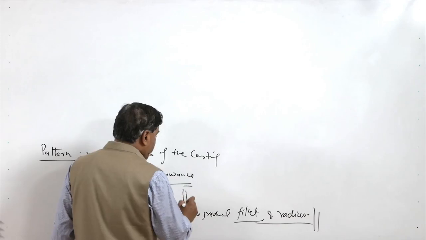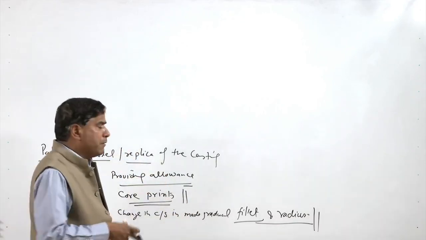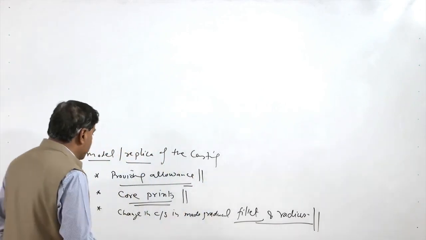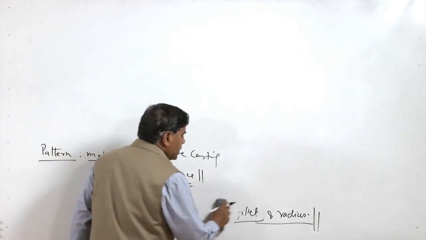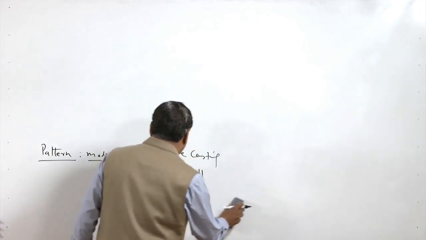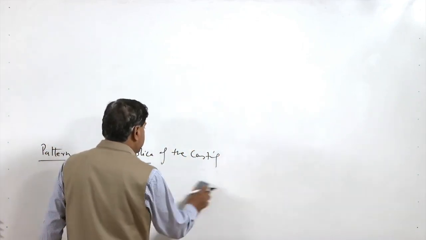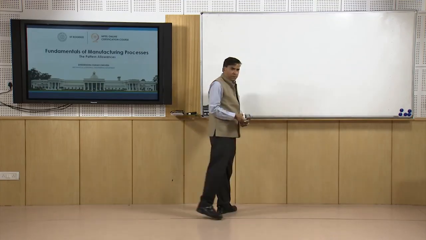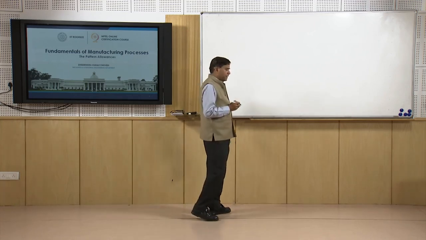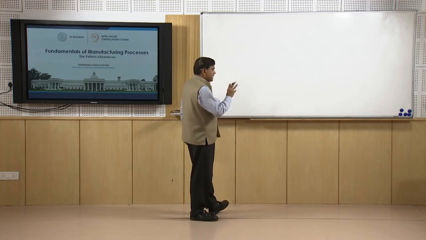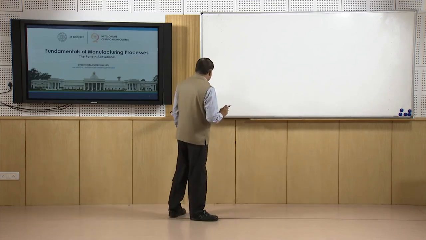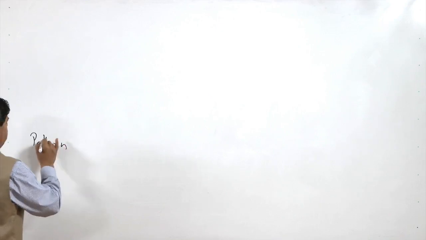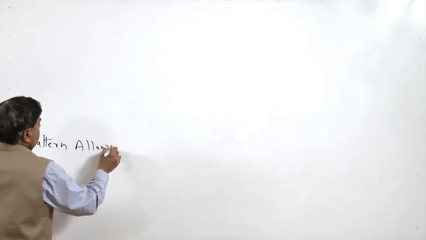We need to provide the prints so that the seat for the core can be prepared in the mold cavity, and we need to provide the allowances so that they take care of many aspects related with the casting. So, one by one we will be going through these aspects related with the allowances. These play a very important role in the development of castings with the required size and shape, free from defects, etc. So, basically the topic is pattern allowances.